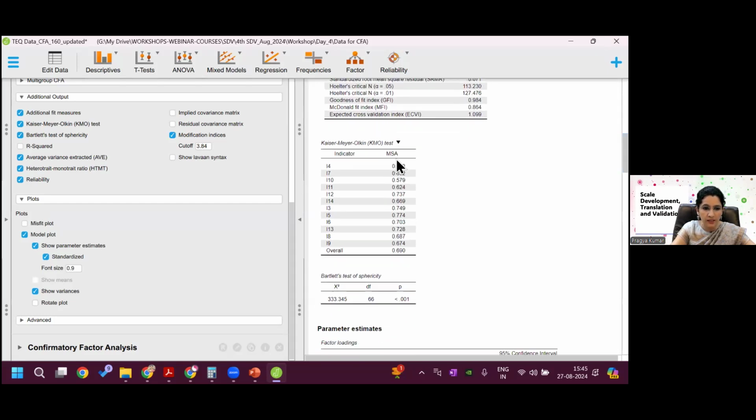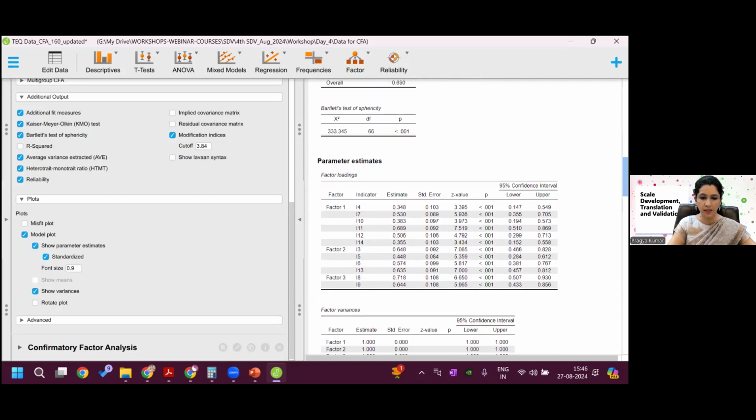And then you can see the KMO. If you see the overall KMO, yes, it is not that good. It is 0.69, but it is at least acceptable. You cannot say that you cannot do a CFA. So it is acceptable. Bartlett's test of sphericity, you can see it is significant.